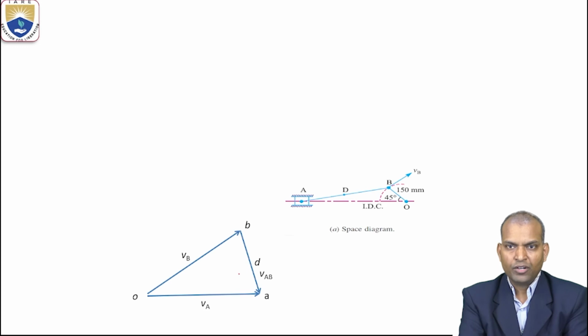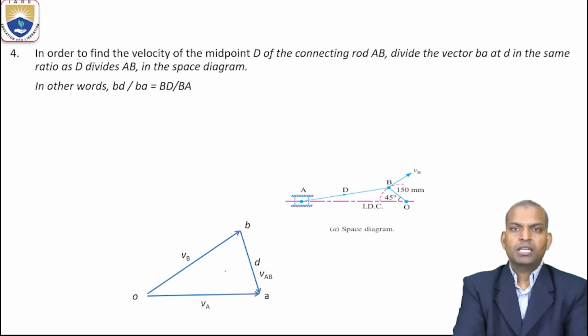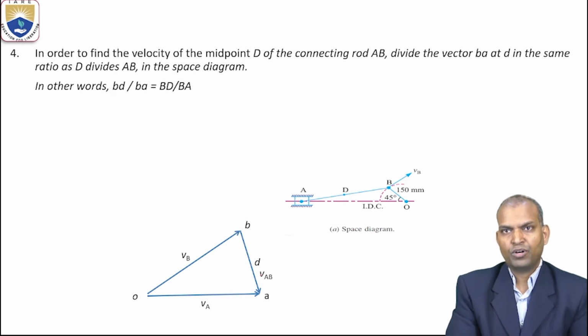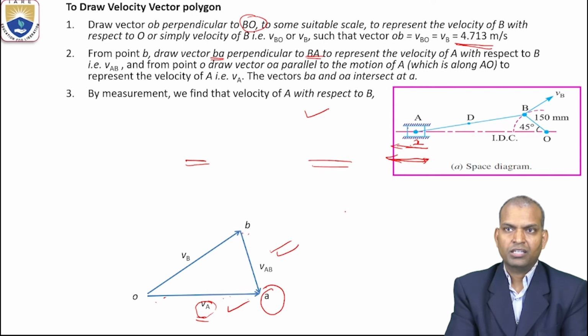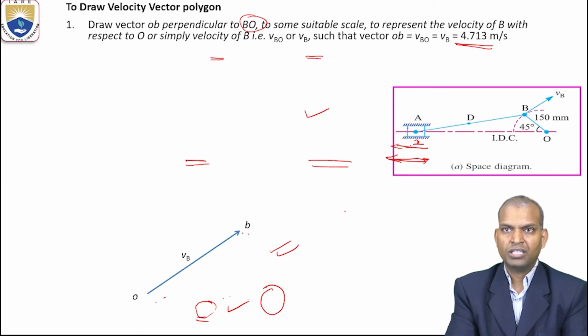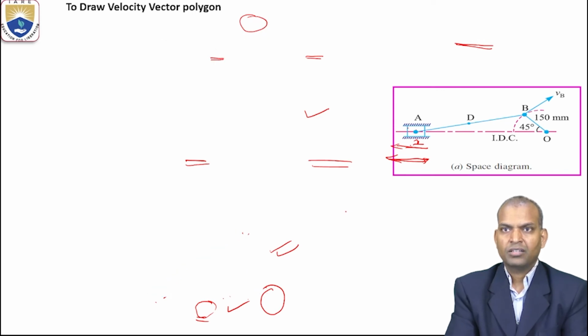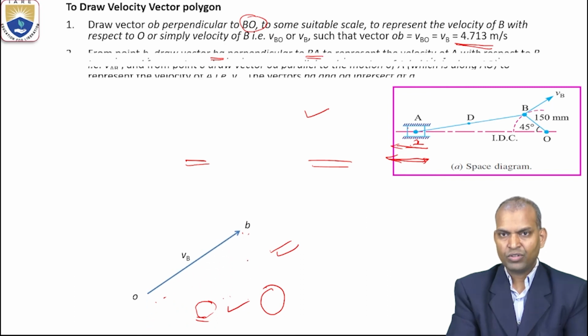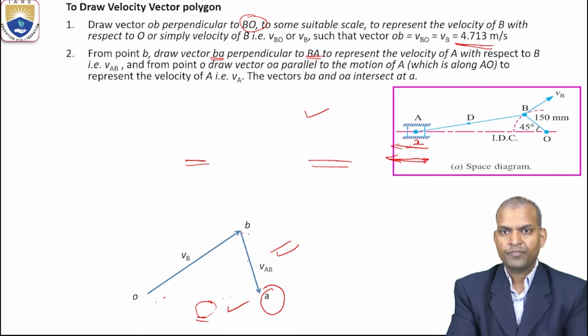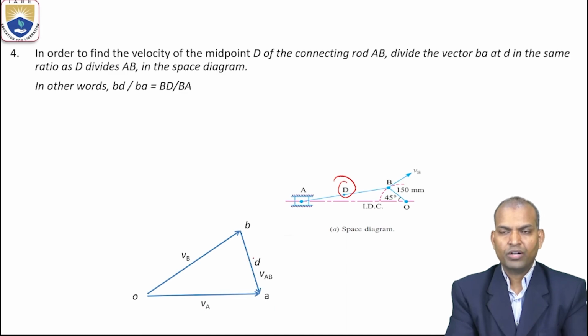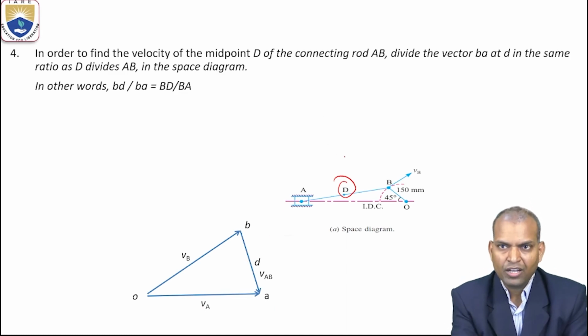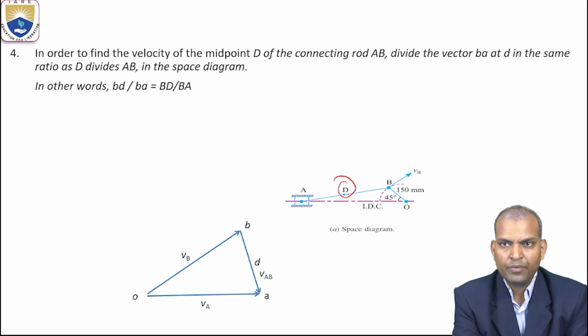Now we want to find the midpoint. In order to find the velocity of the midpoint D of the connecting rod, we want the angular velocity. What does that mean? Why are we going to find all these things? Because it is to be found: the angular velocity and angular acceleration of point D on the connecting rod.